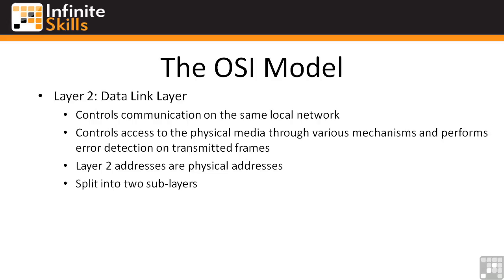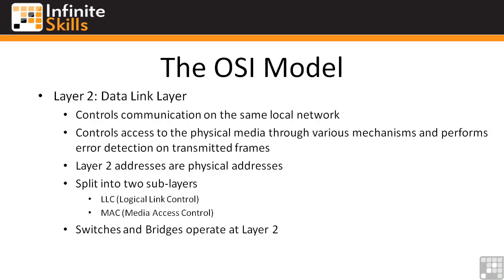The OSI layer 2 data link layer is technically split into 2 sublayers: the LLC layer, the logical link control, and the MAC, or the media access control. Again, we're not going to get into that in this course. All you really have to know is that they exist in order to pass the exam.